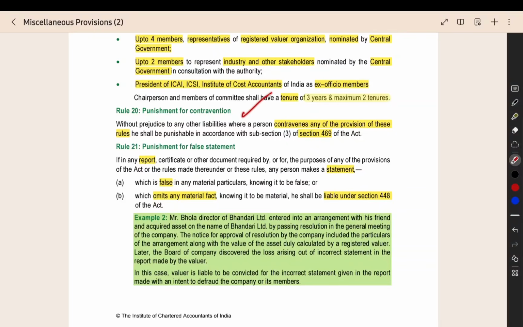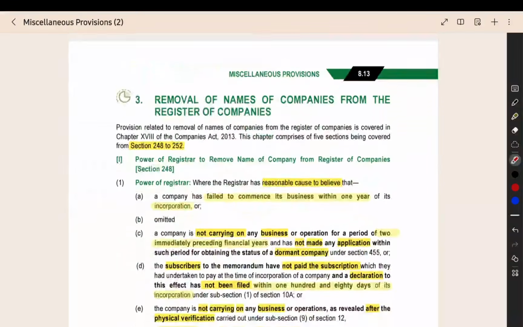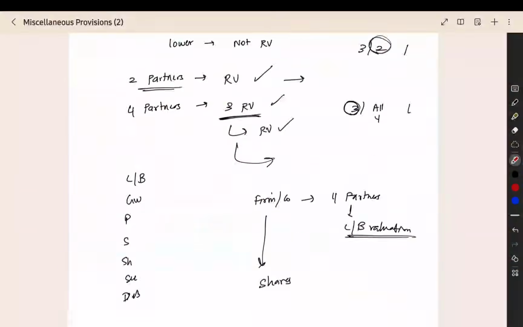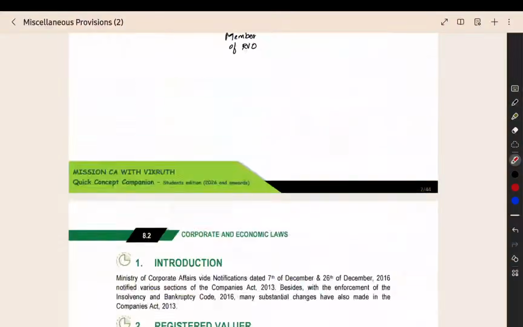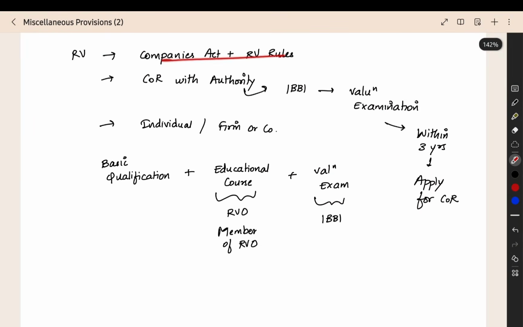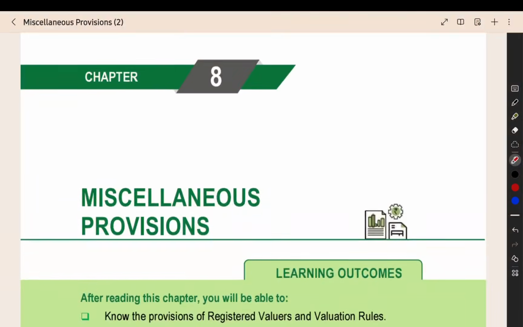So that is there. Punishment for contravention, punishment for false statement. So everything is clear. That's all about the entire valuation. We have completed the registered valuer provisions in the Companies Act as well as the rules. Now the same thing which I told you earlier, that is the basic thing. You have to follow the Companies Act and then the registered valuer rules. In that everything will be given. Basic qualification should be there. Educational course, valuation exam. Then you can become a registered valuer. So that's all about the registered valuer.